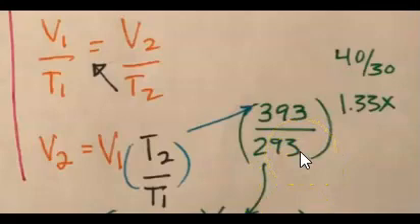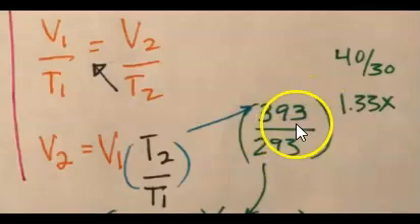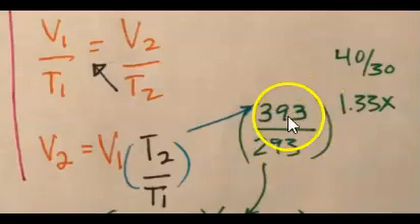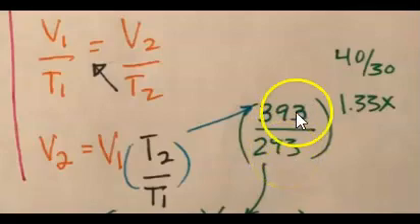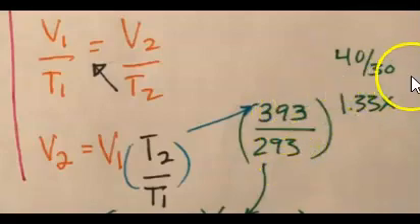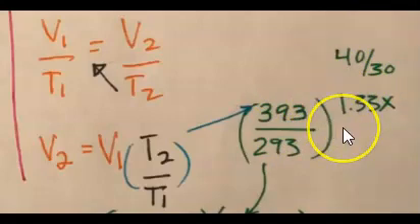Now, if I look at that, I don't really need a calculator to see that this is going to be a number greater than 1. So we could play with the numbers. We could put 39.3 over 29.3, right? That would still be the same ratio. That's about 40 over 30. If you just did this in your head, 40 over 30, that's like 4 over 3.